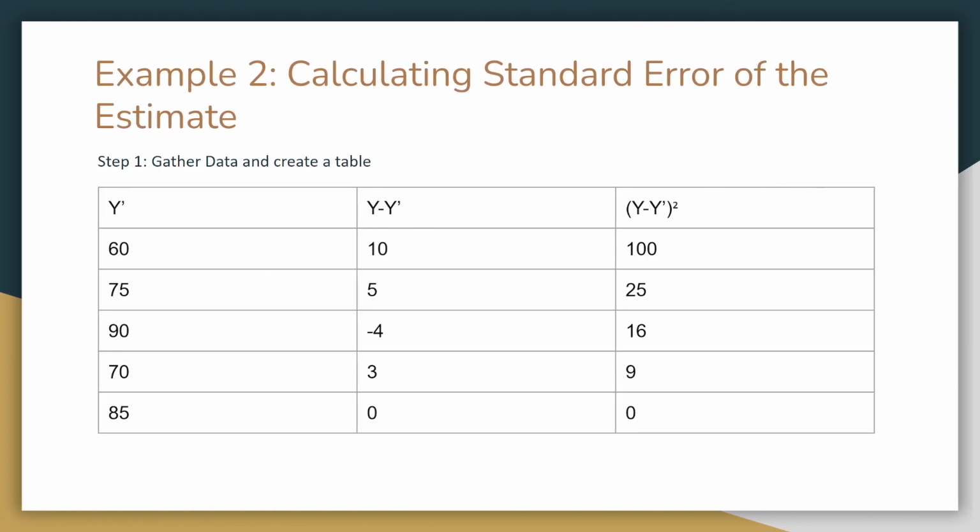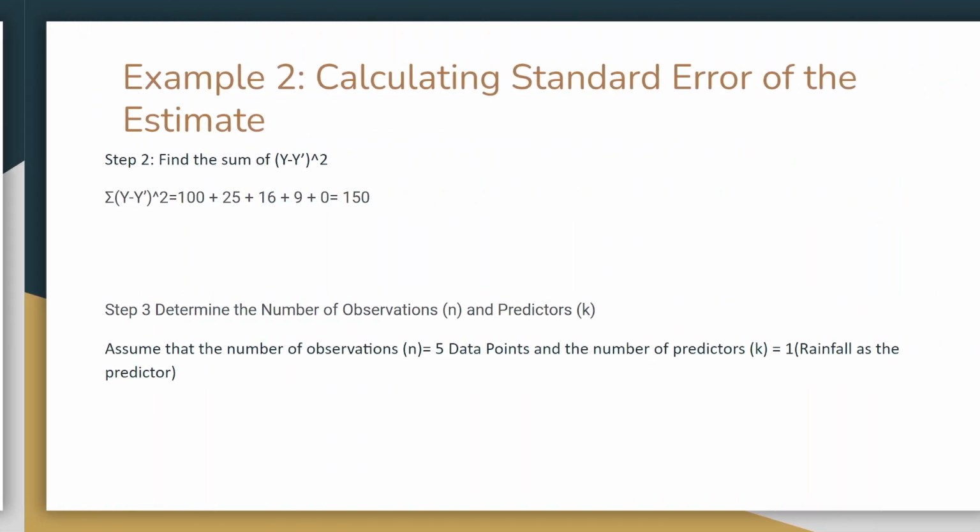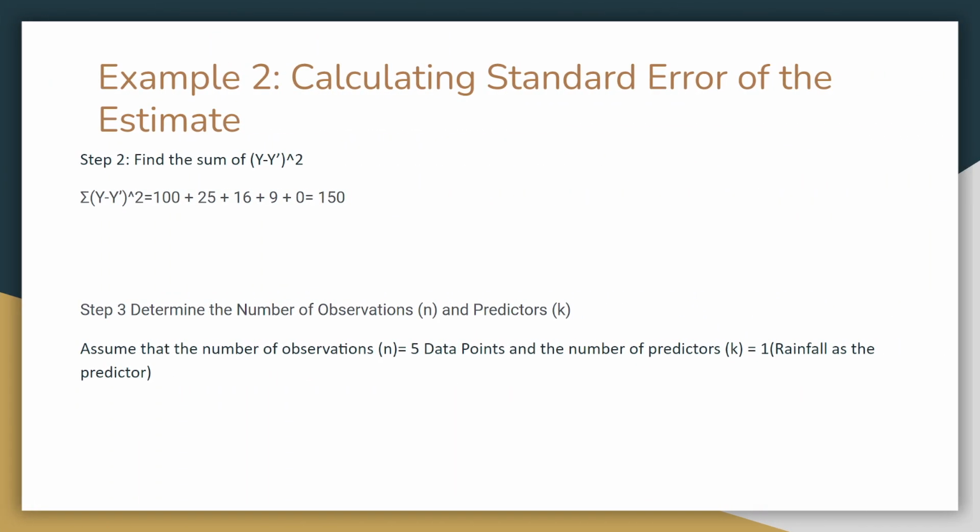Example 2, calculating standard error of the estimate. First, we want to gather data. This is data gathered on rainfall. Second step is to find the sum. That is your equation.